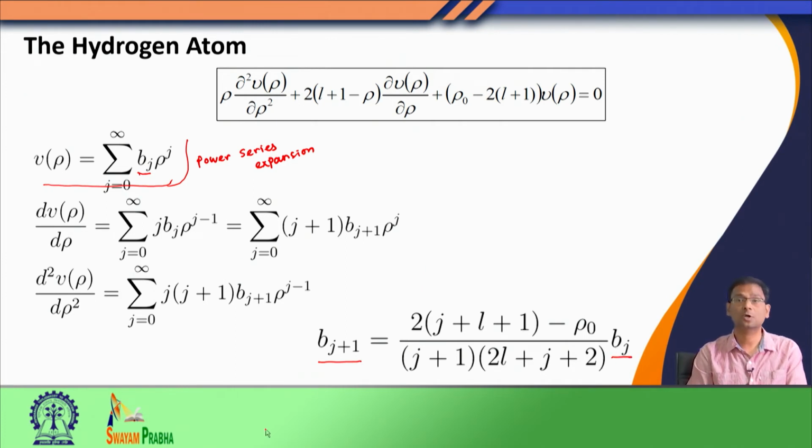This relation is called the recursion relation. The beauty of this relation is that, starting from B 0, for example, if you know B 0, you can use this coefficient over here and obtain B 1, and since you know B 1, you can use this coefficient to get B 2 and so on and so forth. Once you know the coefficients B 0, B 1, B 2, you can express your function v of rho, and once you have expressed v of rho, you have the final radial solution of this hydrogen atom problem. We will now continue our discussion from this point.